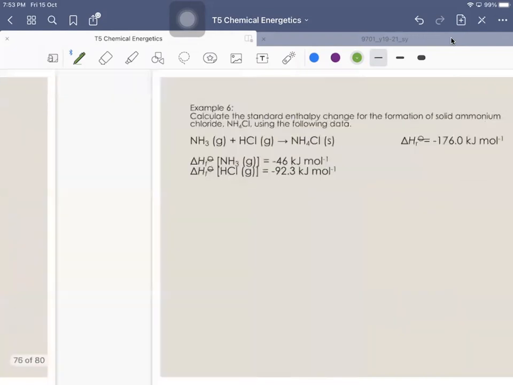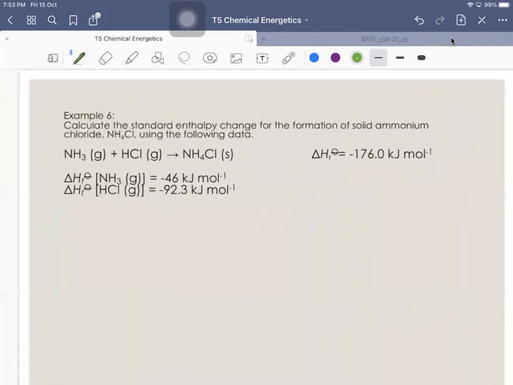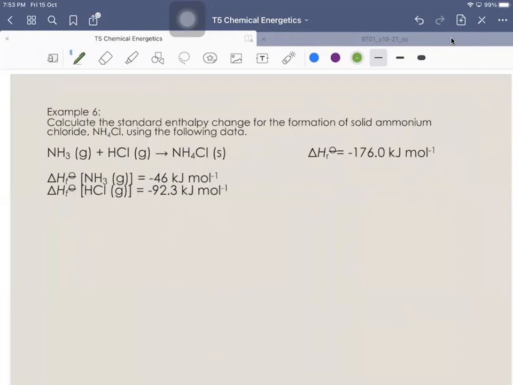Okay, next is example 6. Calculate the standard enthalpy change for the formation of solid ammonium chloride.